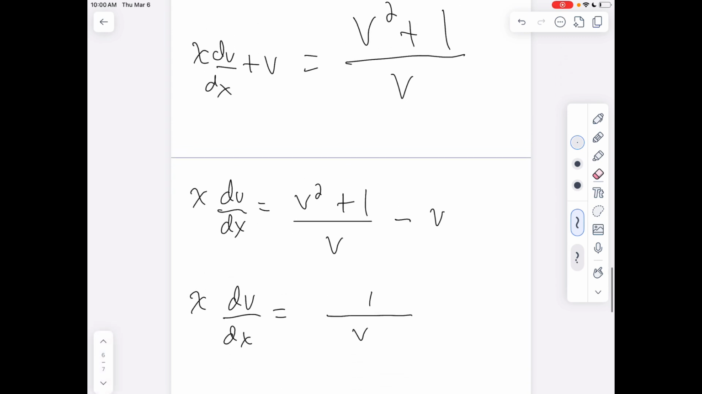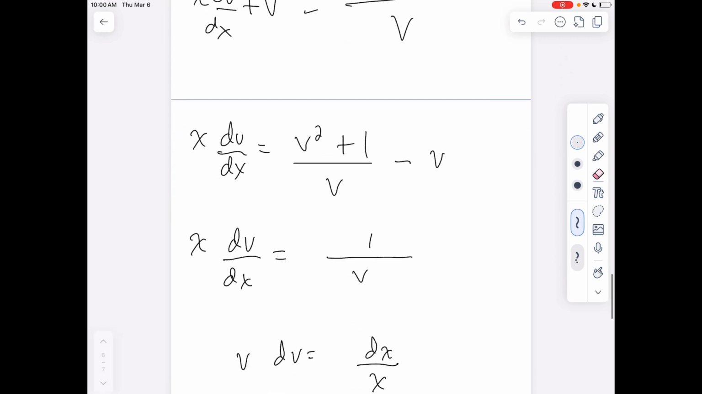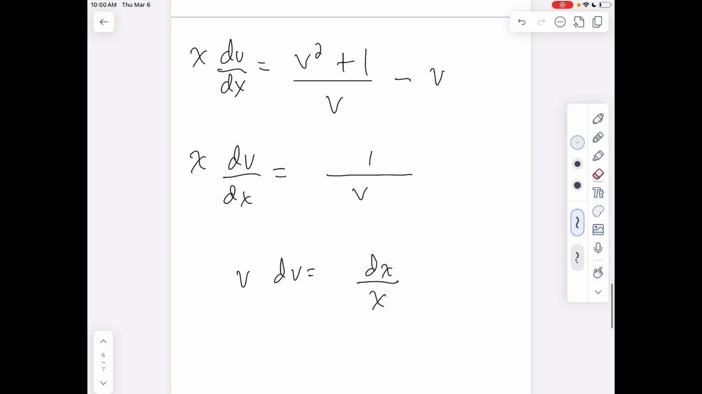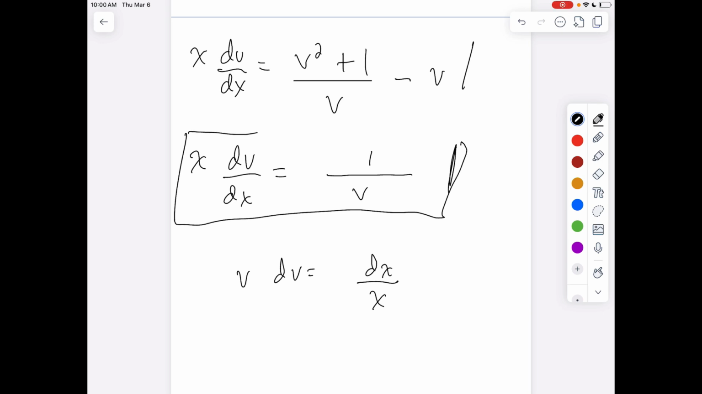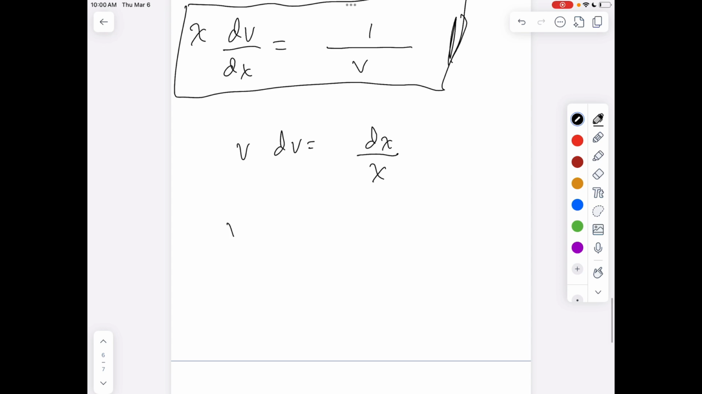How so? Well, I'm going to first of all subtract v on both sides, and if you did some algebra here, you wind up here, and this is a separable equation. And a homogeneous equation should always give you a separable equation at the end of the day here. And yeah, we're just going to go ahead and separate our variables and then integrate. So v squared over 2 equals ln of x plus c.